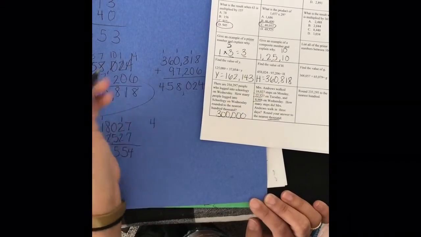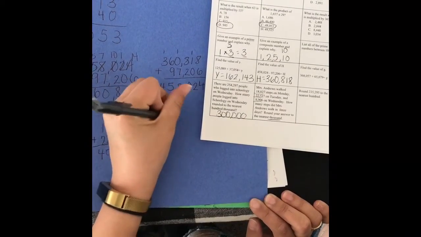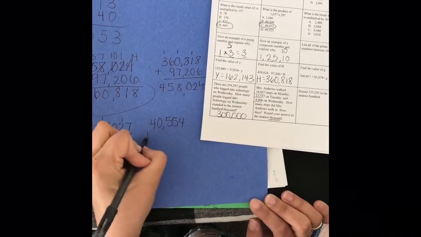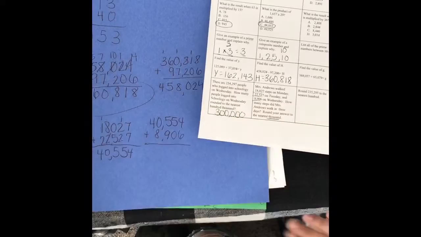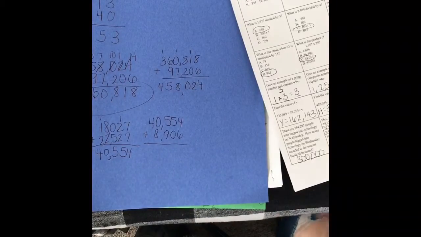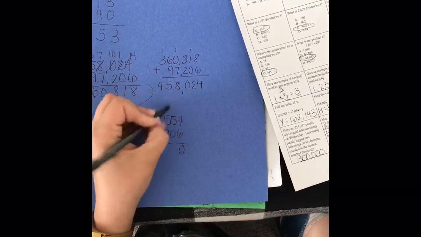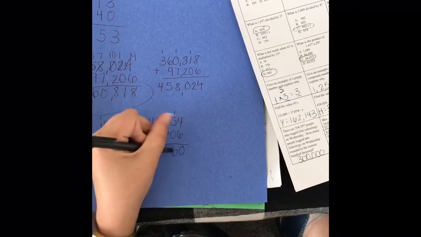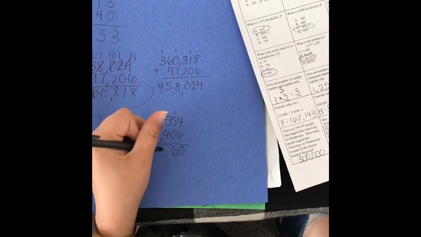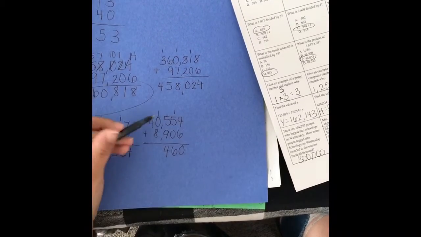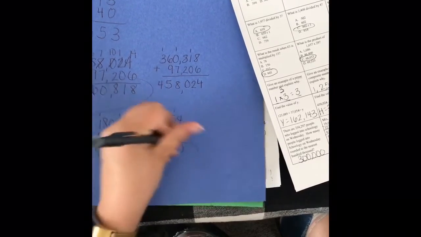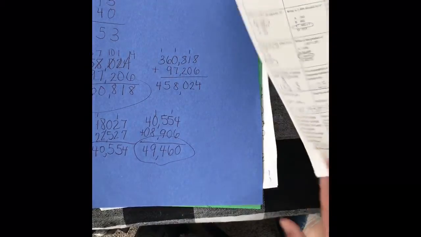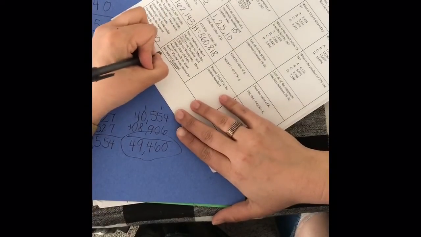So now I'm going to add Wednesday's amount to that. And Wednesday, I clearly didn't walk as much on Wednesday. Must have rained or something. I only had 8,000. So 6 and 4 is 10. 5, 6. 9 and 5 is 14. 8 and 1 is 9. 4 and 0 is 4. So I had a total of 49,460 steps.